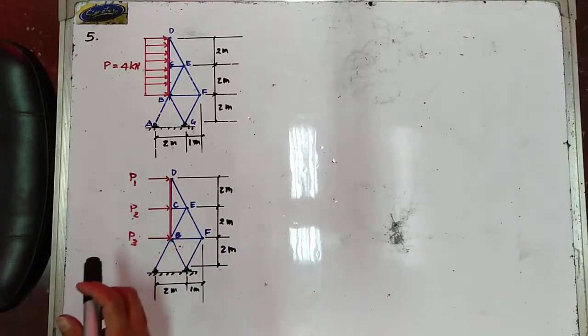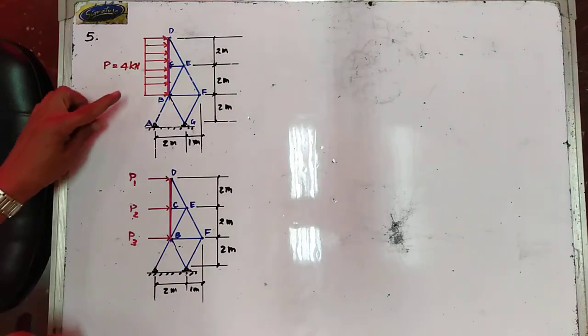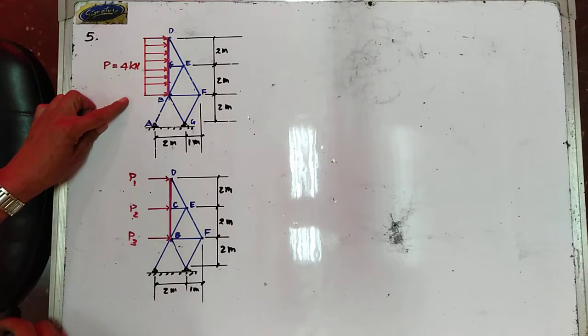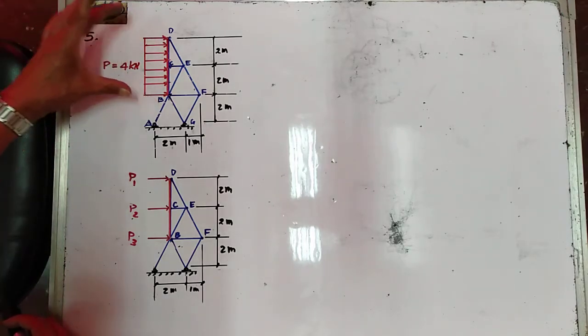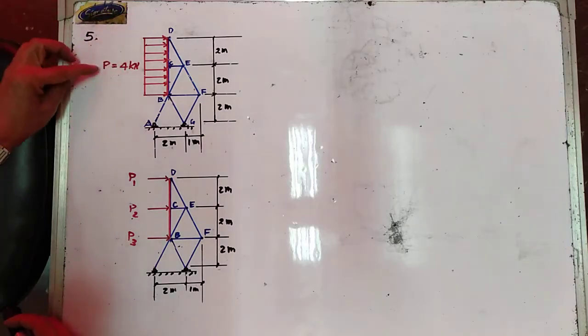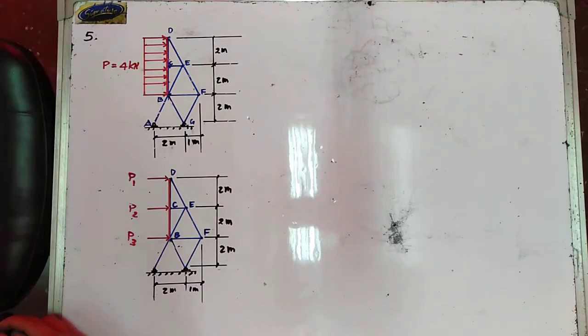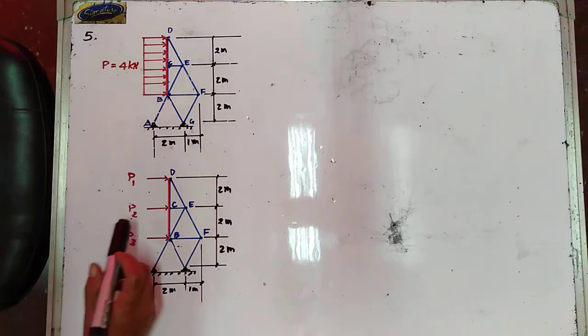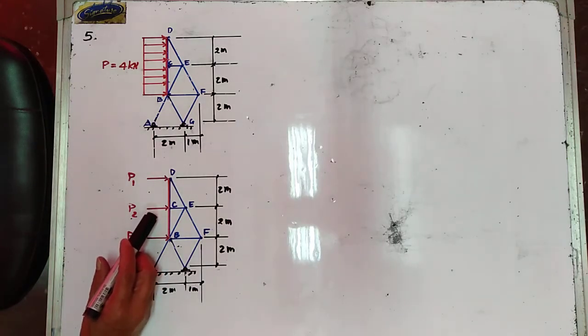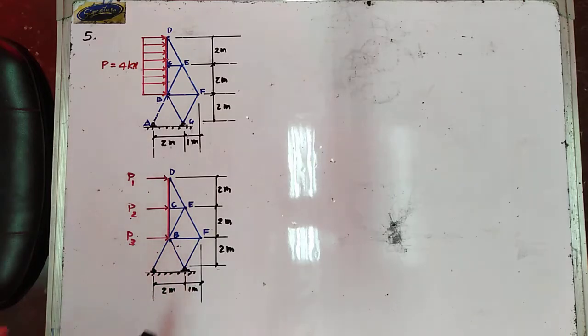So we have the next problem. The signboard truss shown is designed to support a horizontal wind load of 4 kilonewtons. So the total force of this distributed load is equal to 4 kilonewtons. A separate analysis shows that 5/8 of this force is transmitted to the center connection at C, and the rest is equally divided between D and B. Okay, so let us try to determine P1, P2, and P sub 3.